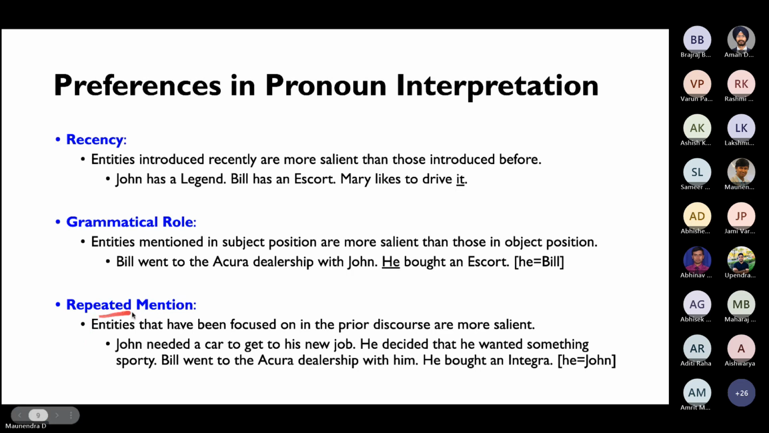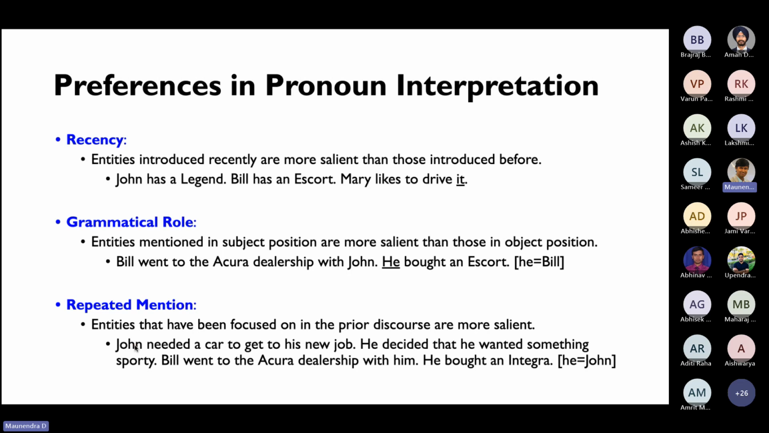And then if there are some repeated mentions, then chances are higher that a referring expression can refer to that entity which is being referred to again and again. So John needed a car to get to his new job. He decided that he wanted something sporty. Bill went to the Acura dealership with him. He bought an Integra. So now this him refers to John, and we see that the entity John is being referred to in the sentence many times.